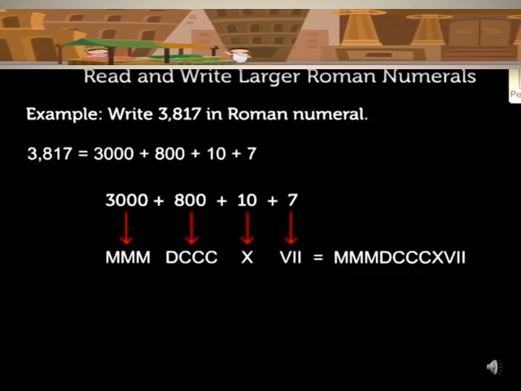Now let us look at another example. Write 3817 in Roman numerals. We first write the number 3817 in expanded notation as 3000 plus 800 plus 10 plus 7. Now we write the Roman numeral value for each, that is 3000 as MMM, 800 as DCCC, 10 as X and 7 as VII, which is equal to MMMDCCCXVII. It was so much fun learning Roman numerals, isn't it?